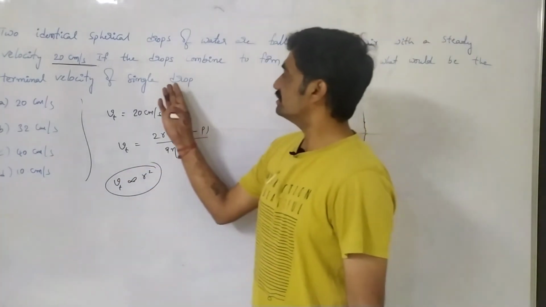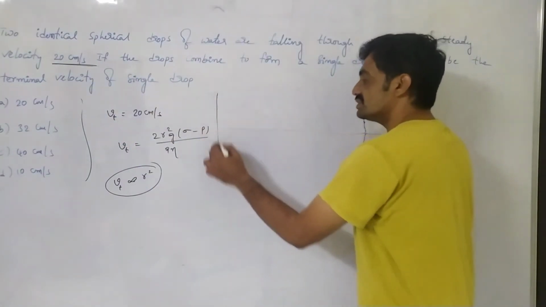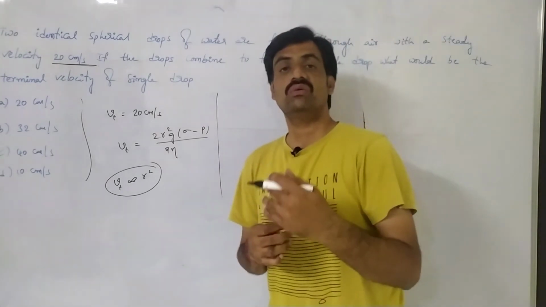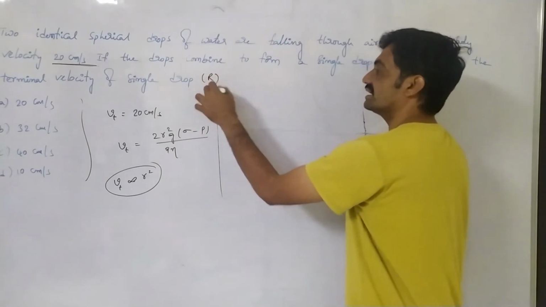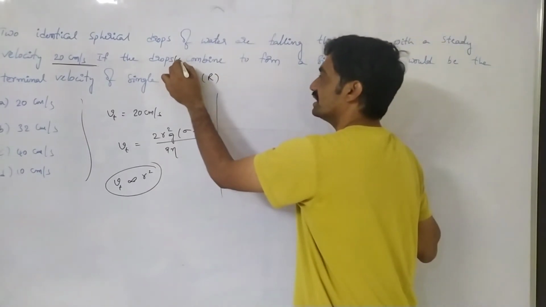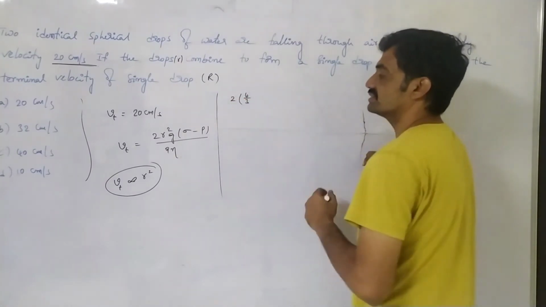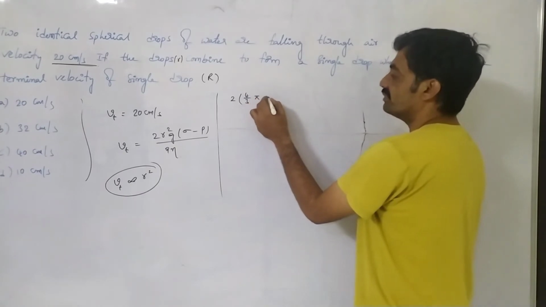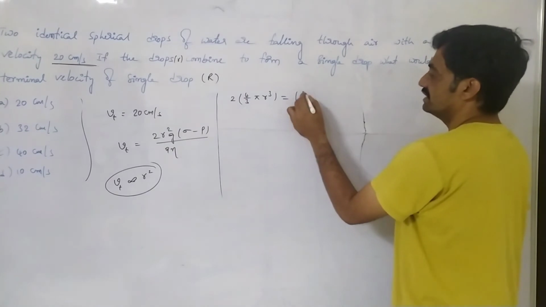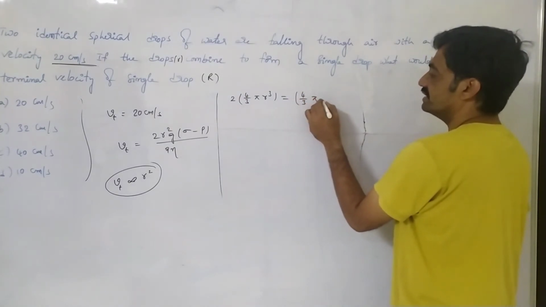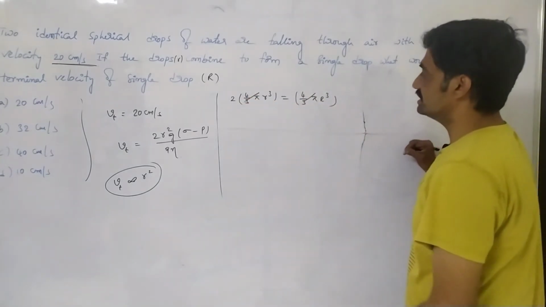Now we have to show the relation between this single drop as well as these two drops. Whereas these two drops have been combined to form a single drop. If we consider the radius of the single drop is capital R and the radius of individual drops is small r, then 2 into volume of the small drops, 4 by 3 pi r cube, is equal to volume of the bigger drop, 4 by 3 pi R cube. Observe that 4 by 3 pi gets cancelled on both sides.